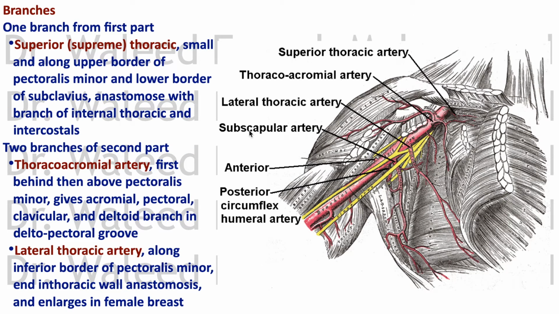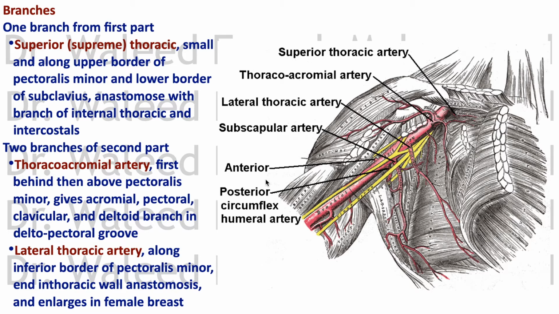Now, branches of the axillary artery, since it has first part, second part, third part. The first part, 1 branch, second part, 2 branches, third part, 3 branches. It's easy. The first part, 1 branch, superior or supreme or highest thoracic artery. This is the highest thoracic artery. It goes to supply the sternoclavicular joint and the subclavius muscle. Small, and runs along the upper border of pectoralis minor, lower border of subclavius, and anastomoses with branches of the internal thoracic and intercostals.